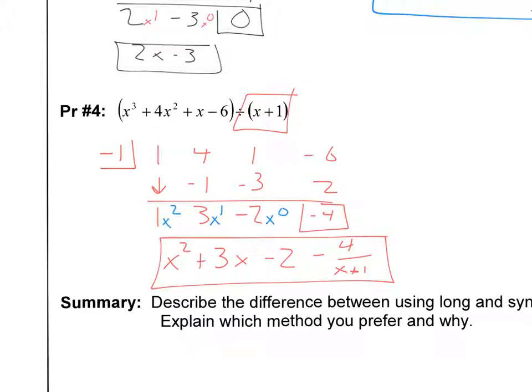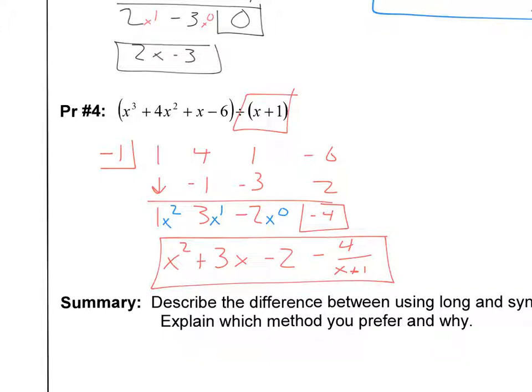Okay, let's go over it real quick. The coefficients were 1, 4, 1, negative 6. So bring down the 1. Negative 1 times 1 is negative 1. 4 and negative 1 make 3. Negative 1 times 3 is negative 3. 1 and negative 3 is negative 2. Negative 1 times negative 2 is positive 2. And negative 6 and positive 2 makes negative 4.